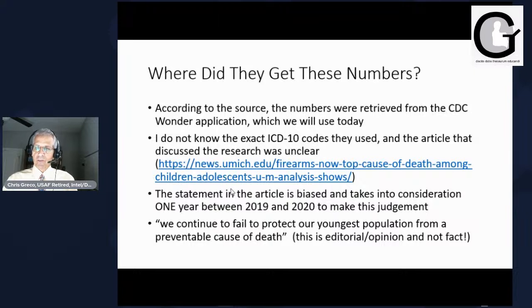So the statement in one article is biased and takes into consideration 1 year, between 2019 and 2020, to make this judgment. 1 year. I mean, really? Pre-pandemic 2019, 2020 pandemic. Look, I'm not saying it's the pandemic, but it needs to be included as what they call a confounding factor. Very important, right? We continue to fail to protect our youngest population from a preventable cause of death. This is opinion. This was given by one of the researchers.